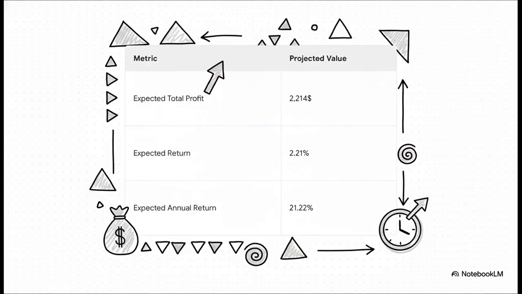Now, this is where it gets really interesting, seeing how those targets translate into potential returns. So in scenario 1, if only that first entry at M is triggered and the cycle goes all the way to target 3, the expected total profit is $2,214. That projects out to an expected annual return of 21.22%.